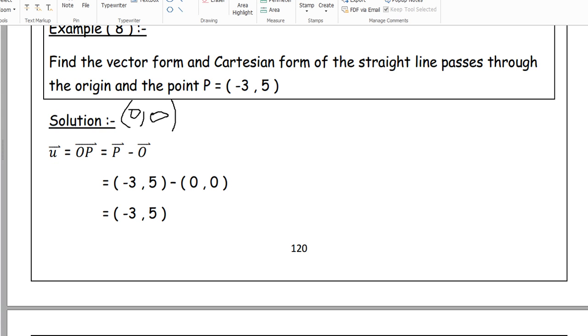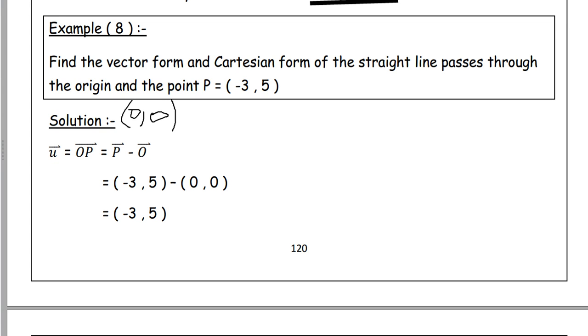U equals OP. As in the previous example, we had 2 points. After getting these 2 points, we can get the direction vector. So U equals OP, the ending minus the starting, P minus O. So negative 3 and 5 minus 0 and 0 is negative 3 and 5. Can we simplify or divide to get the simplest form of this direction vector? No. So the direction vector here is negative 3 and 5.